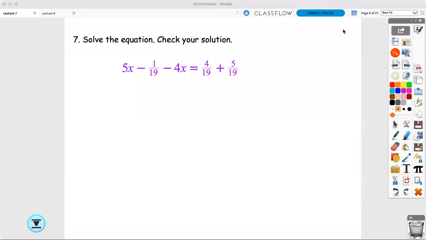So now, since we have fractions in this equation, guys, look at my denominators for all of them. Can you tell me what you think the LCD will be for me to multiply to get rid of these fractions? Anyone have an idea? 19. Yeah. Since they're all 19, we can multiply the whole equation by 19.